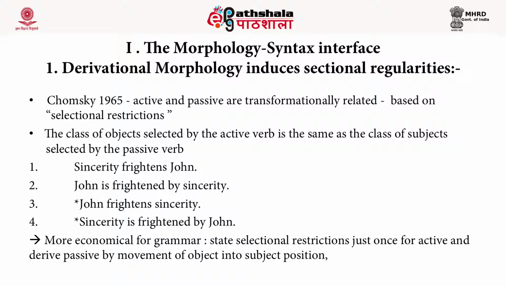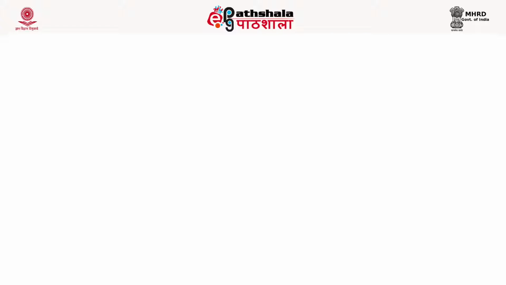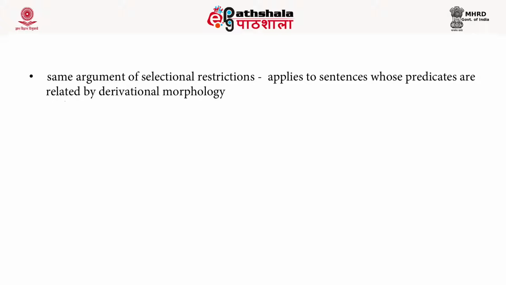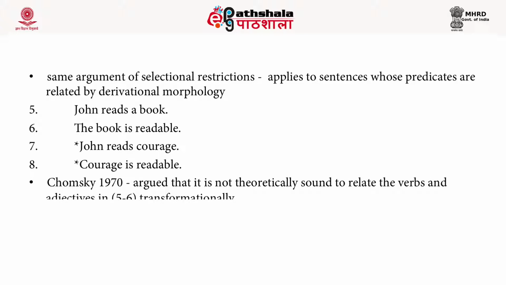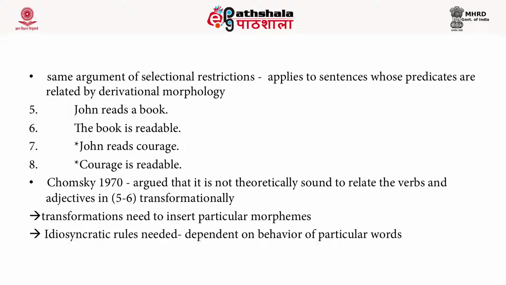Thus, what's more economical for grammar is that the grammar states selectional restrictions just once, and that is for the active, and we derive passive by movement of the object into the subject position. The same argument of selectional restrictions can also be applied to sentences whose predicates are related by derivational morphology. To see this, look at sentences 5 and 6. Sentence 5, John reads a book. Sentence 6, this book is readable.